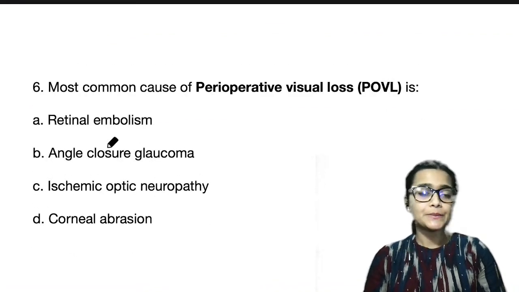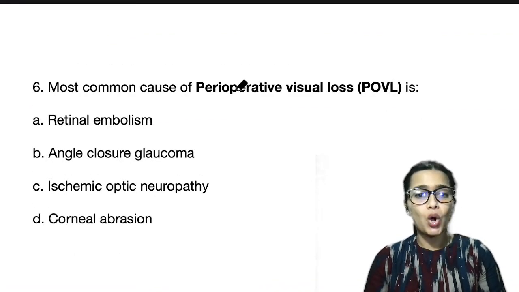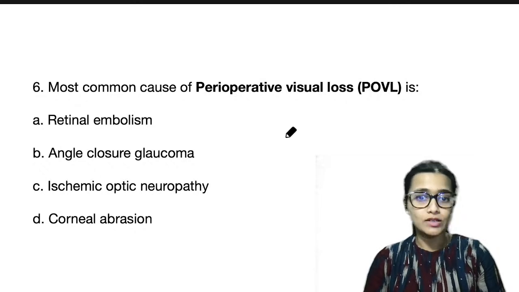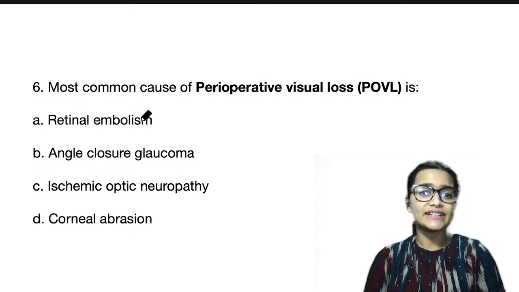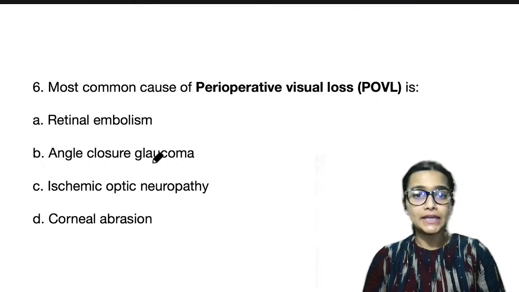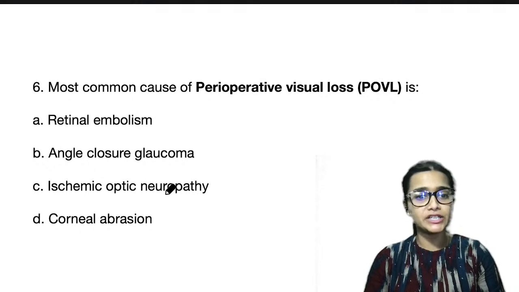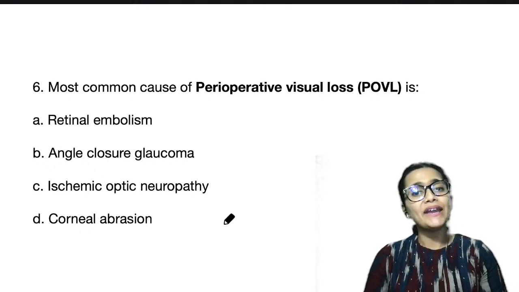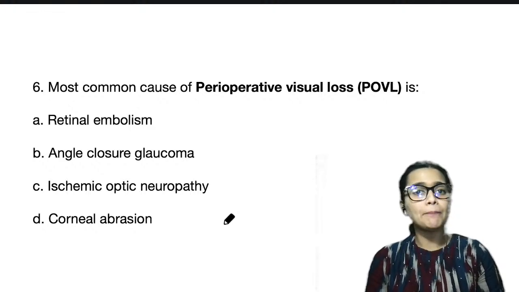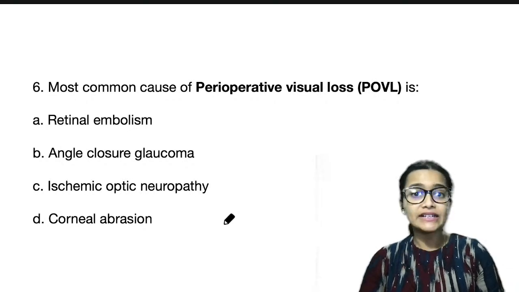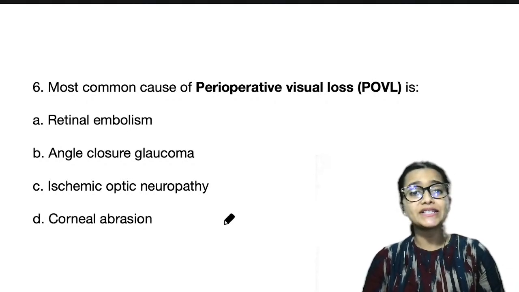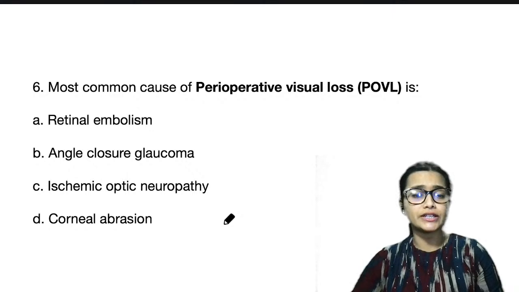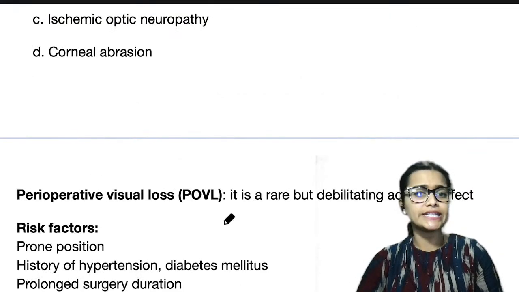Question number 6, the most common cause of perioperative visual loss is: A, retinal embolism, B, angle closure glaucoma, C, ischemic optic neuropathy, and D, corneal abrasion. Now, perioperative visual loss is a very upcoming topic because it has now been recognized as a valid adverse effect of anesthesia and positioning. So, let's have a look in detail.